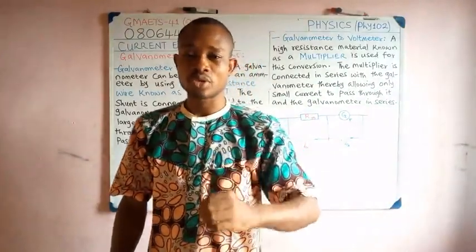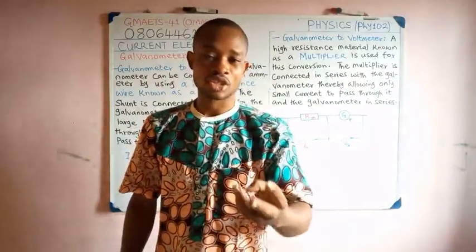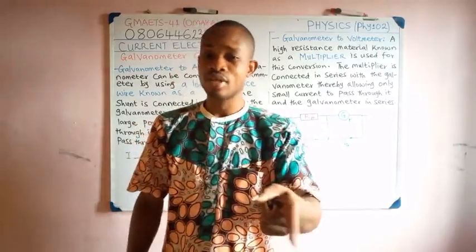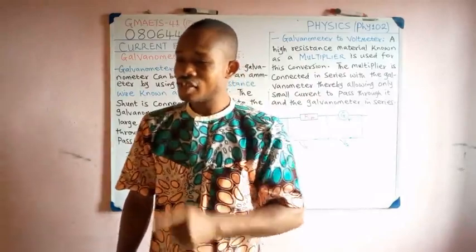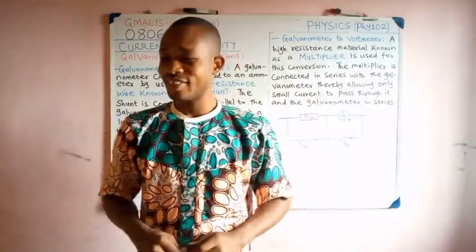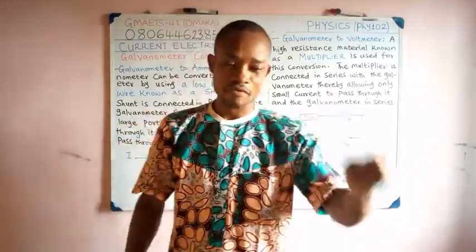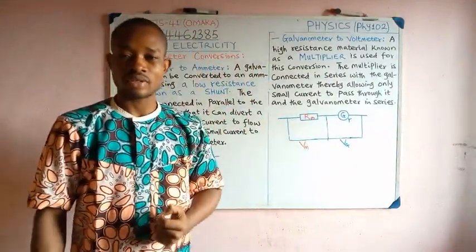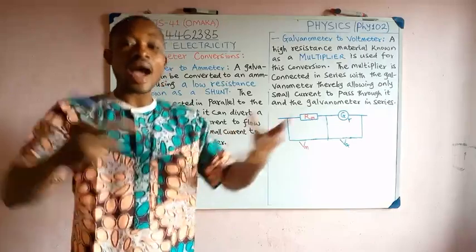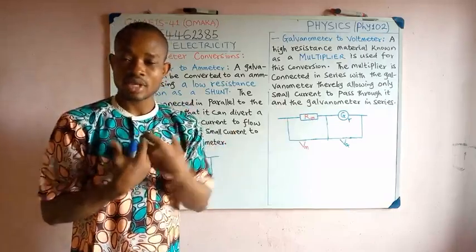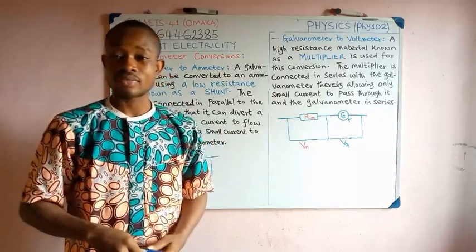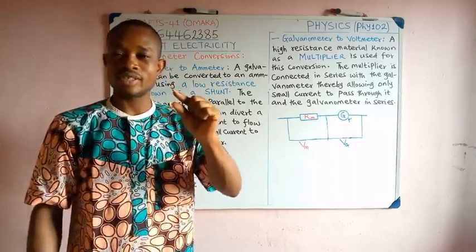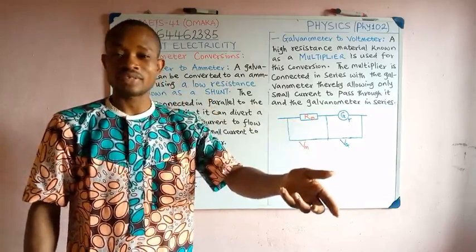There are two materials we use, two resistance materials. One is known as the shunt. The shunt is used to convert a galvanometer to an ammeter. Then we have the multiplier, and the multiplier is used to convert a galvanometer to what? A voltmeter. A shunt is a low resistance material, so it allows a large current to pass through it. You know, the lower the resistance, the higher what? The current. So it allows a high amount of current to flow through it and then a small quantity to pass through what? The galvanometer.